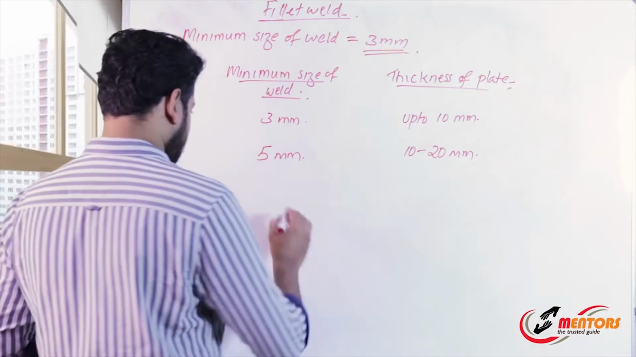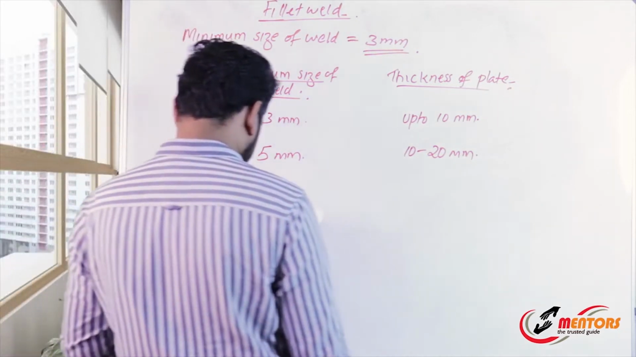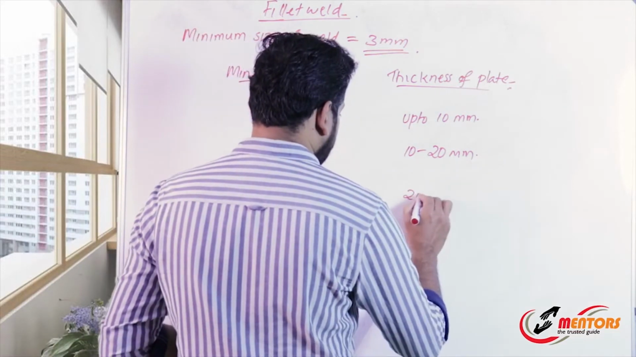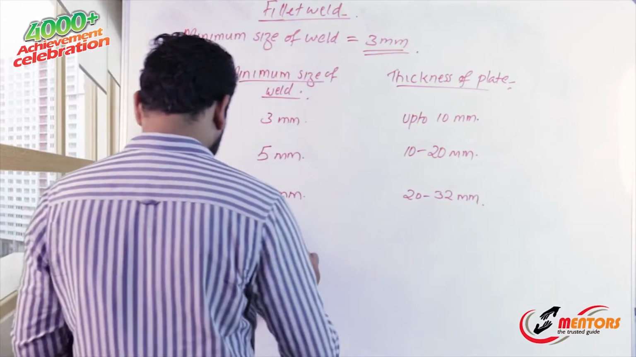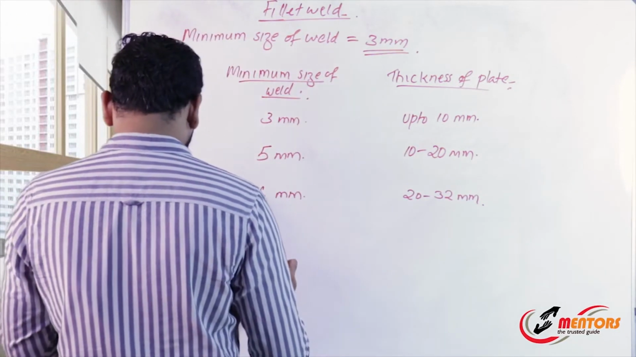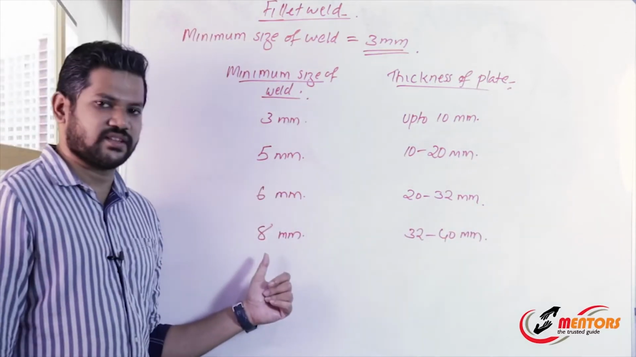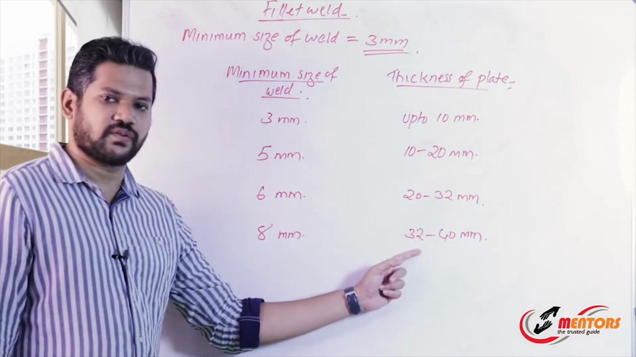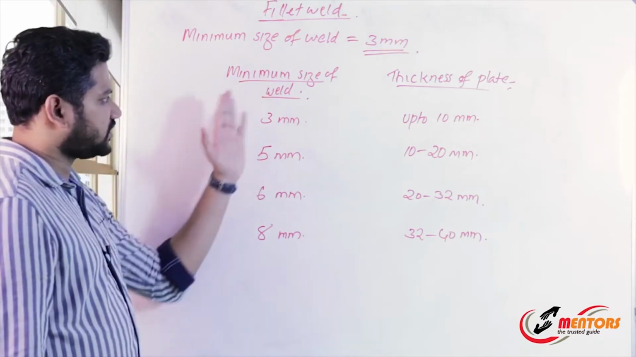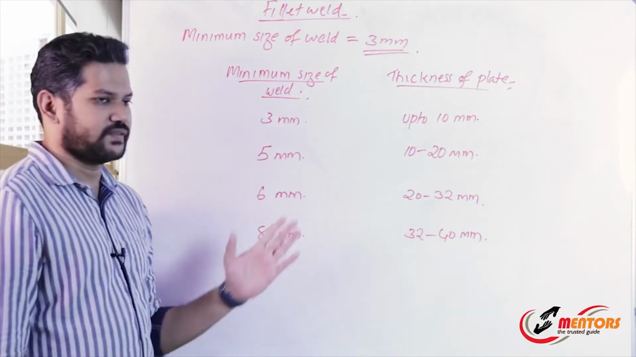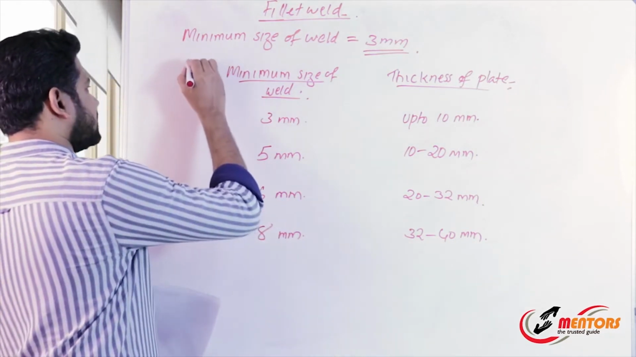Then the third point is the size of the weld is taken as 6 mm when the thickness ranges between 20 to 32 mm. And the last point is the size of the weld is taken as 8 mm when the thickness of the plate ranges between 32 to 40 mm. This is very important: the minimum size of the weld depends on the thickness of the plate. You can mark this table as important.